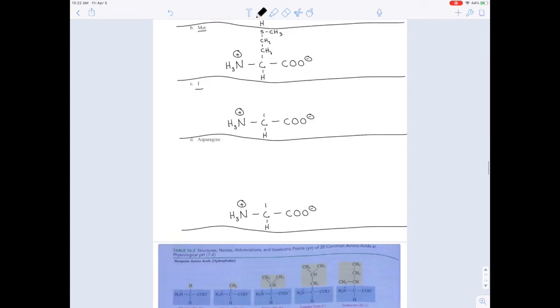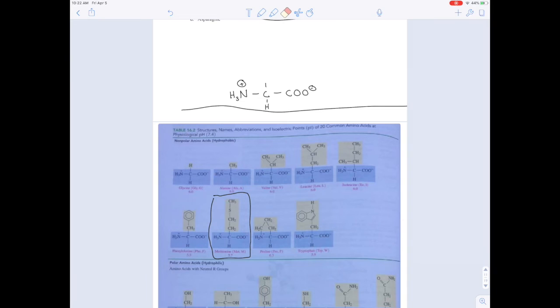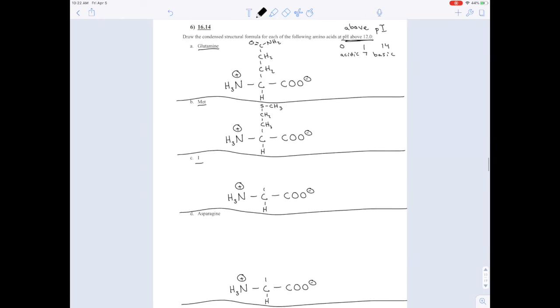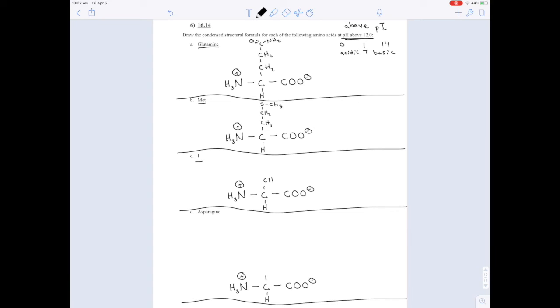Next, I. I stands for isoleucine, which is at the top right here. You can see the I there. And that is a nonpolar hydrophobic amino acid. And here we have a CH with a CH2 and CH3 above, and a CH3 to the left. So a CH with a CH2, CH3 above, and a CH3 to the left.